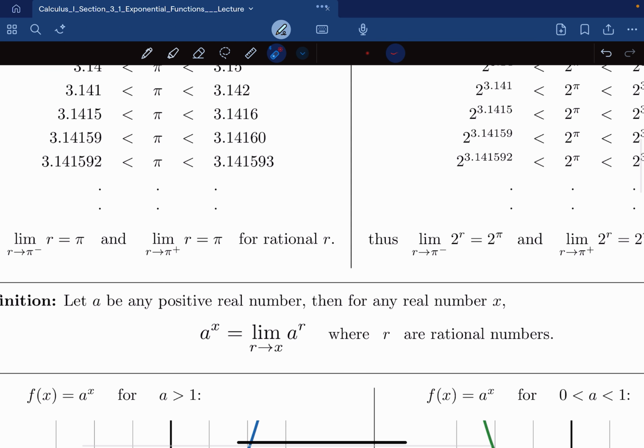Here we go. Let a be any positive real number. Technically, it is any positive real number, but you typically don't work with a equals 1. Then for any real number x, irrational, rational, fraction, integer, whatever, a to the power of x is equal to the limit as r approaches x of a to the power of r, but then the important restriction here is we have to force r to be rational numbers.